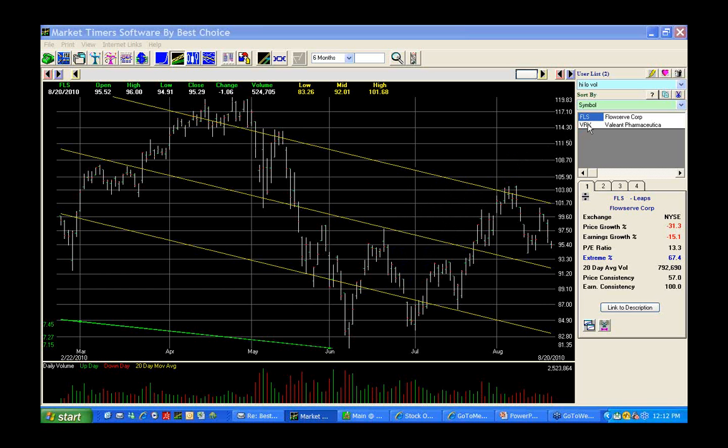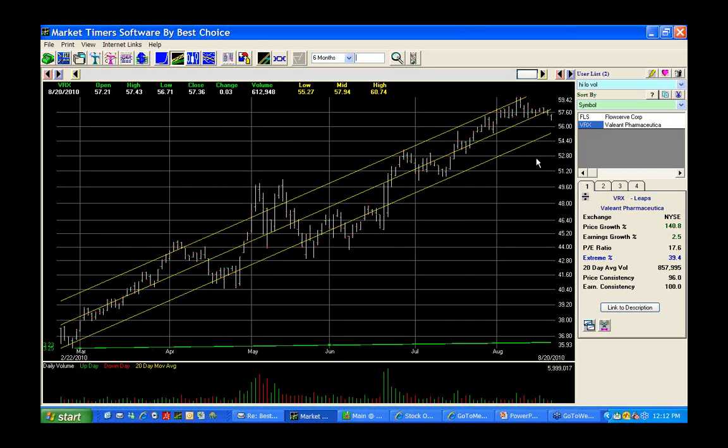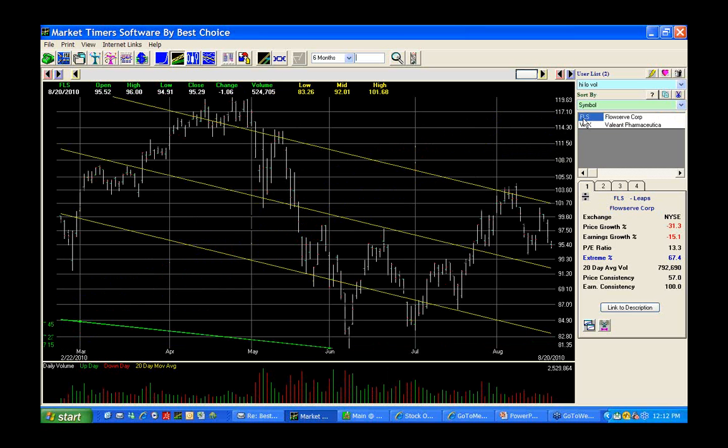I've got another one here, VRX, Valeant Pharmaceutica. Apologize for the slow computer, guys. And you see that on this chart, the outer lines are very close together. This would be a low volatility stock. So we have a low volatility, high volatility.